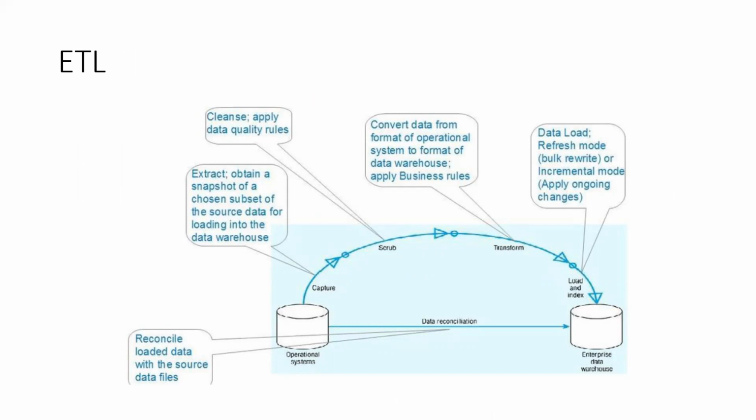ETL is a particular tool. I mentioned this in the earlier block diagrams. It is used to load data from source to target. ETL means E is extract, T is transform, L is load. So we are extracting the data from the source system, we are transforming the data, and we are loading the data at the target. Okay, so this is the concept of ETL.